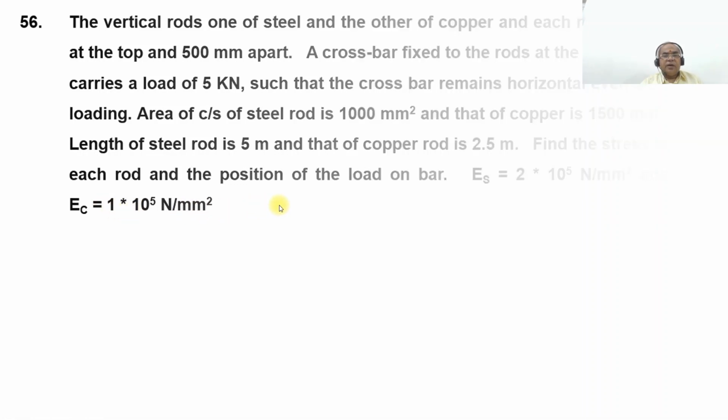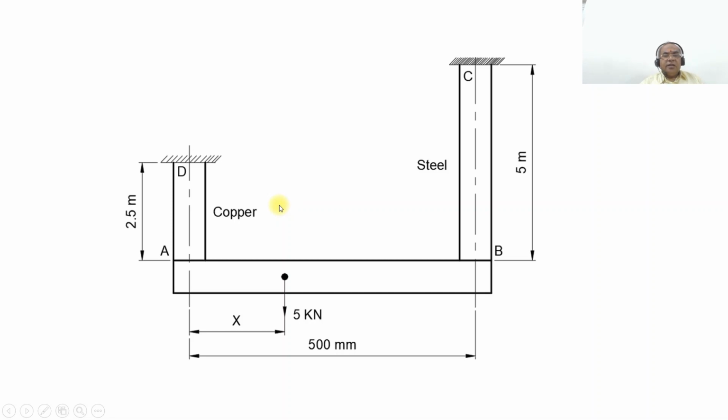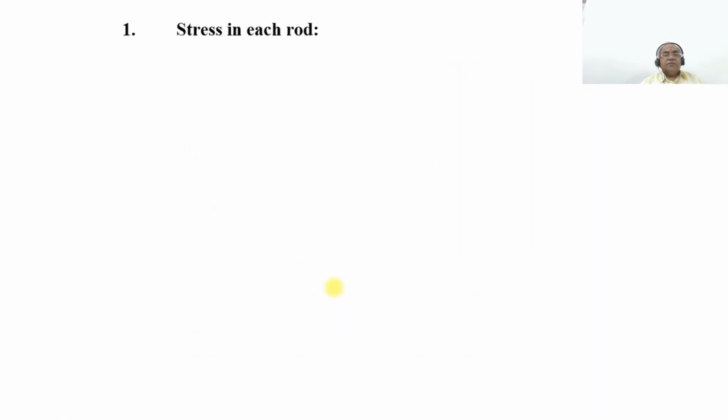Newton per mm square. So this is the actual problem wherein you have a copper bar and a steel bar, which are kept 500 mm apart, and the length of copper is 2.5 and the length of steel is 5 meters. And the load applied is 5 kilonewton, at some distance which you need to calculate, so that the bar is going to remain horizontal. So now, first we need to find out the stresses in each rod.